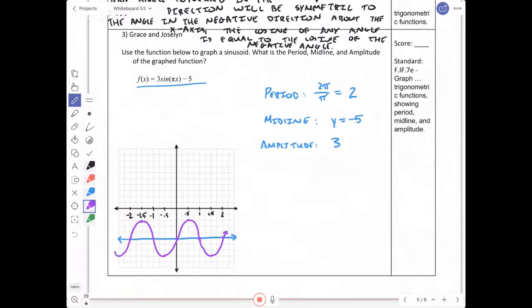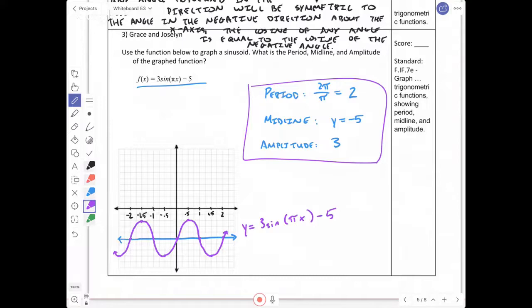All right. There is y equals 3 sine of pi x minus 5. And I identify the period, midline, and amplitude. Rad. Good stuff. Thank you, Grace and Jocelyn.